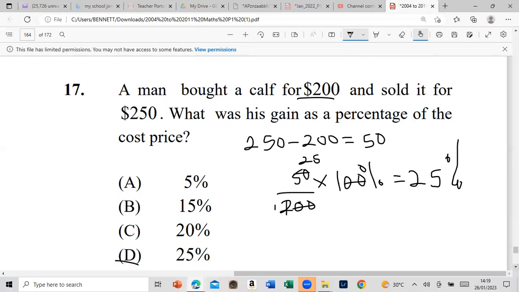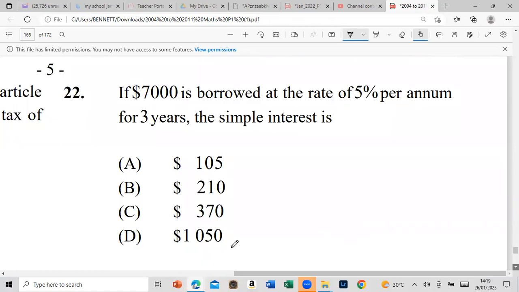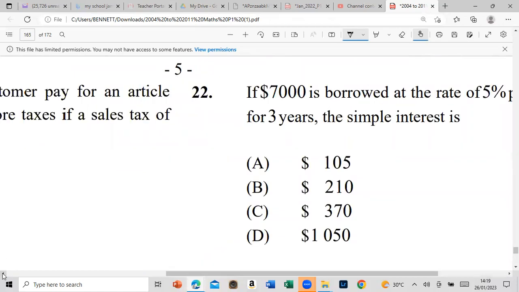Alright, let us see what I want. Oh, next page. Notice I'm going a little bit fast, I'm not sure.